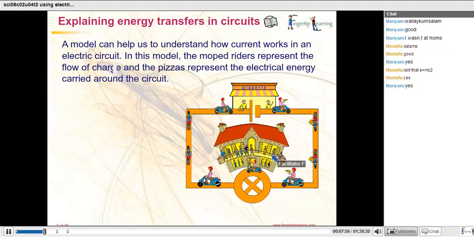Now we can explain the circuit model like this. Look at this here. In the pizzeria, the people are delivering pizzas. Let's think of these pizzas that they are transferring as the energy. These people from the pizza place are transferring the energy to the bulb, that is the house here, and then they leave. That is how energy is transferred. They don't lose it or destroy it. It is transferred from here to here. Is that clear?